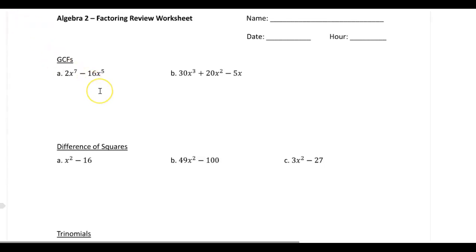This is a review of factoring that's covered in Algebra 1 and in first semester Algebra 2. So first we're going to review factoring by a GCF. A GCF is a greatest common factor. And so let's break that down.